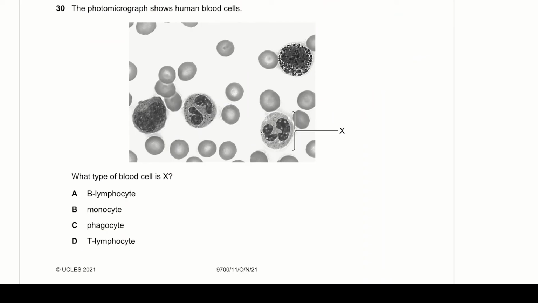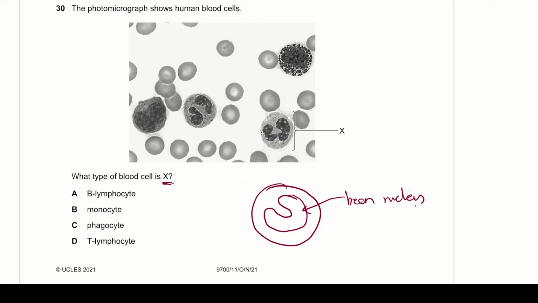The photomicrograph shows human blood cells. What type of blood cell is X? So, let's just start with the basic stuff. If it's a monocyte or a macrophage, it's going to have a bean-shaped nucleus. If it is a neutrophil, it's going to have a granular nucleus. In this case, it's in between. You cannot actually tell the difference. So let's see the suggestions that we have here.